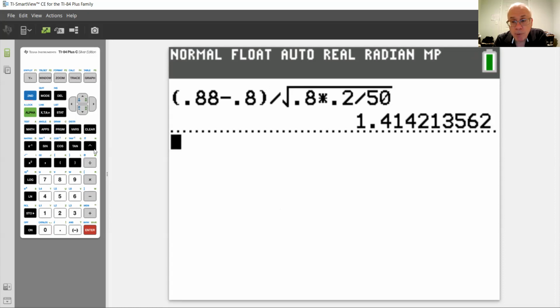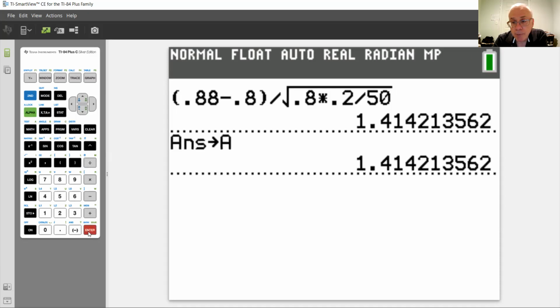Because we have a new problem now, we can literally keep using alpha A over and over again. You can use other letters if you want. So I'm going to hit the store button and store that into alpha A. Hit enter. All right. And this way I can use it in my normal CDF.